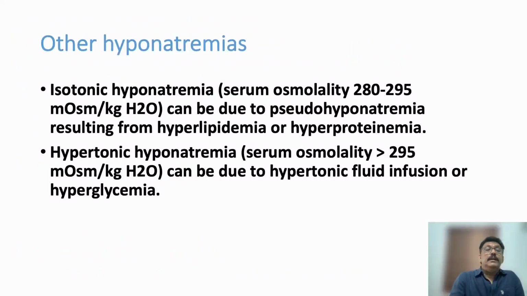Other hyponatremias, we have already seen, hypertonic hyponatremia and isotonic hyponatremia. So both these conditions are pseudo hyponatremias. Actually there is no hyponatremia here because of conditions like hyperlipidemia, hypercholesterolemia, hyperproteinemia, hyperglycemia, mannitol, all these things. Sodium is abnormally low, which is shown in the lab investigation. That's all. Actual sodium in the body is normal.